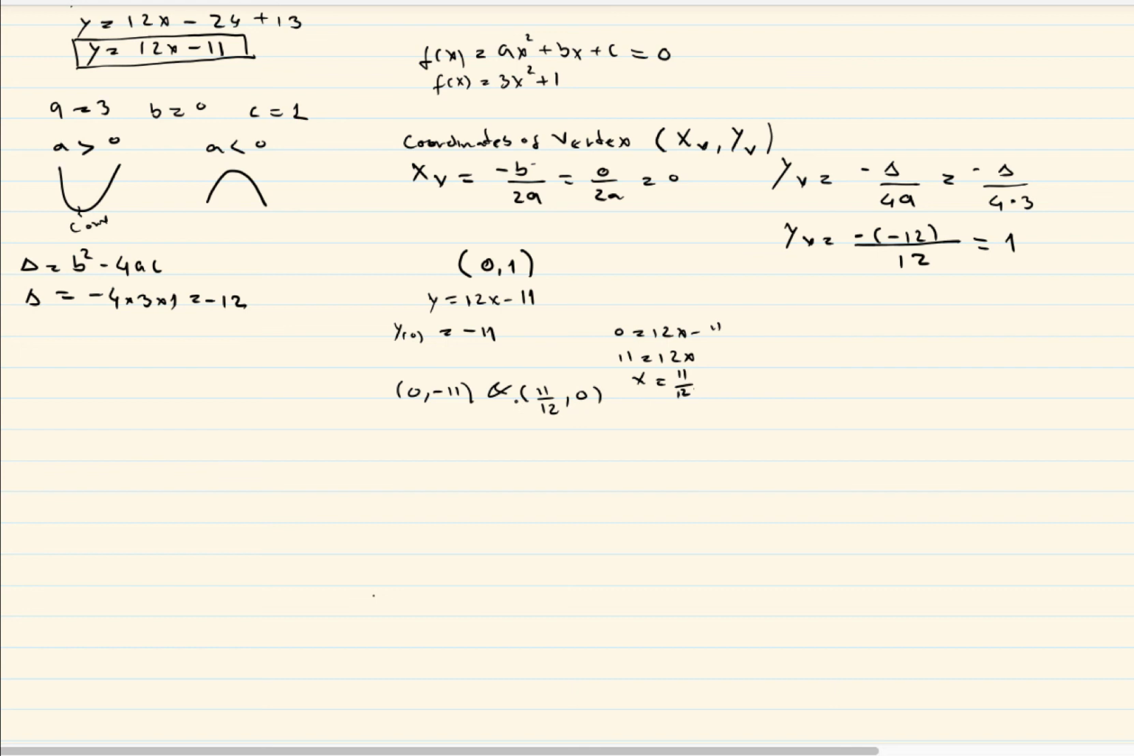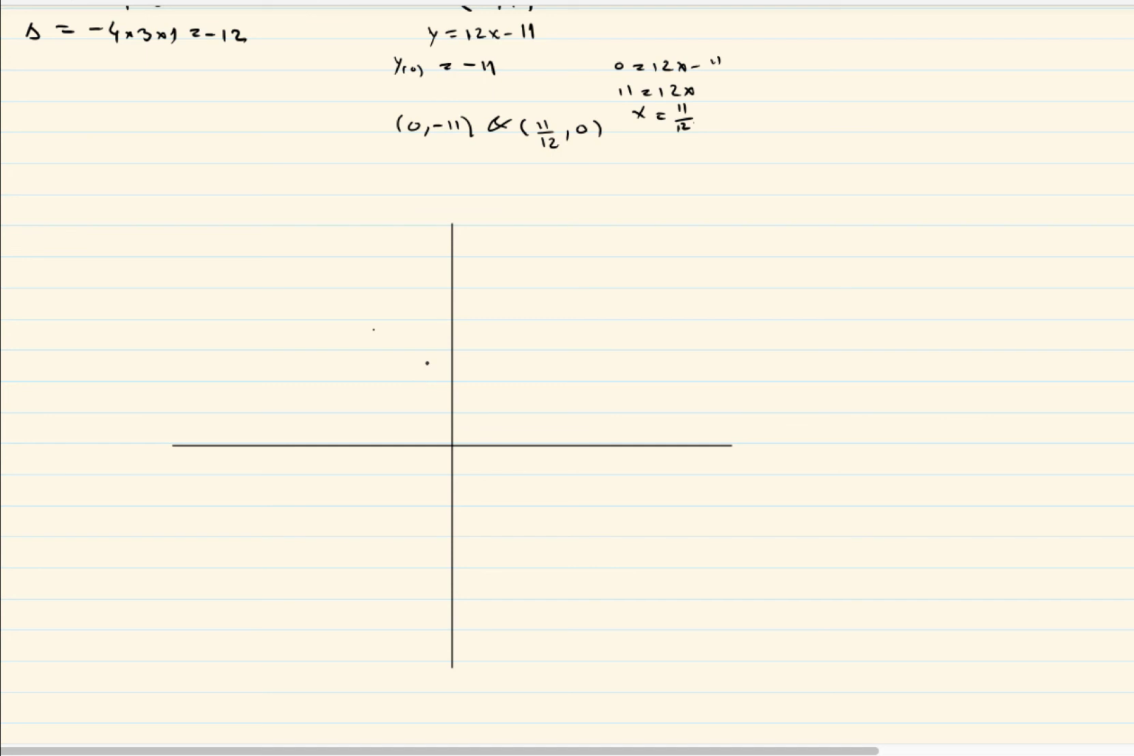So now we have to represent these 2 points. As we said, for one, x is 0 and y is minus 11. We can consider this point here as y equals minus 11, x equals 0. And for the other point, x is 11 by 12, which, let us say this point is 1, will be somewhere around here. This is the point 11 by 12.